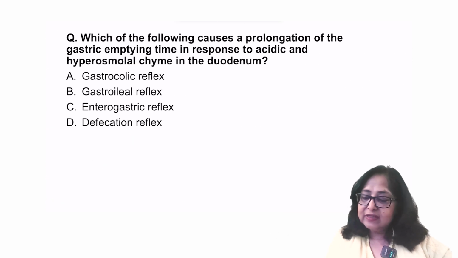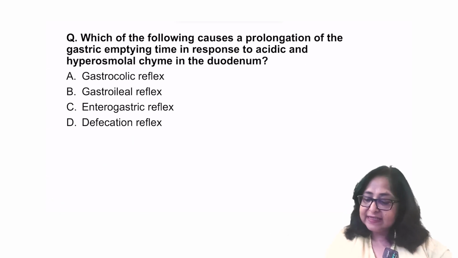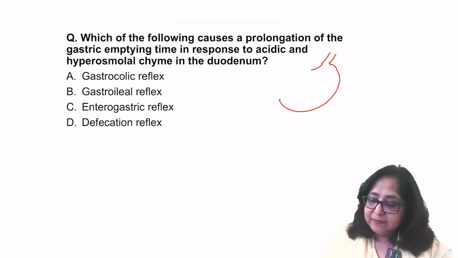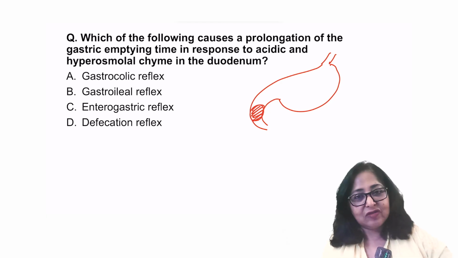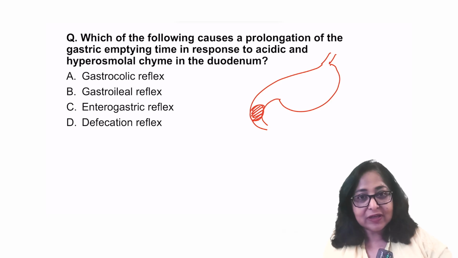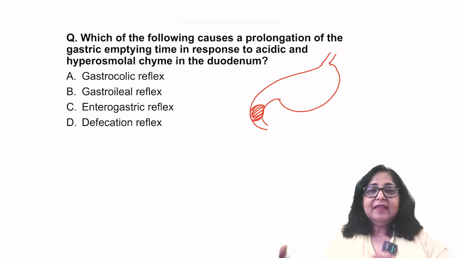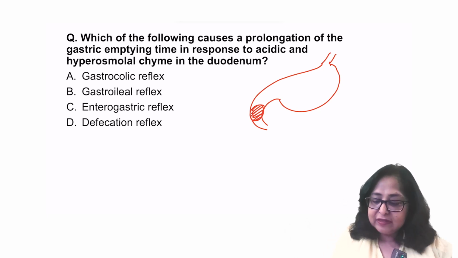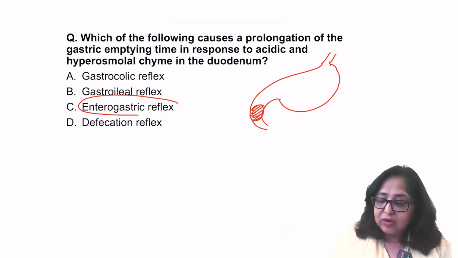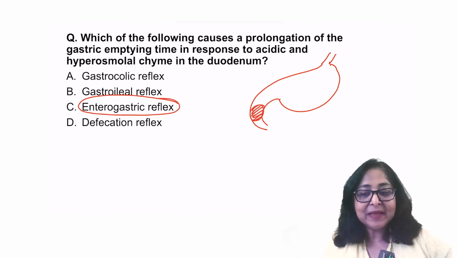Which of the following causes a prolongation of the gastric emptying time in response to an acidic and hyperosmolar gastric chyme in the duodenum? Now, whenever there is an acidic gastric chyme or a hyperosmolar chyme in the duodenum, it causes a decrease in the gastric motility and prolongs the gastric emptying time. This reflex is called the enterogastric reflex.